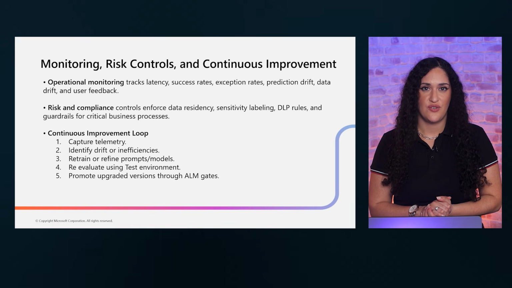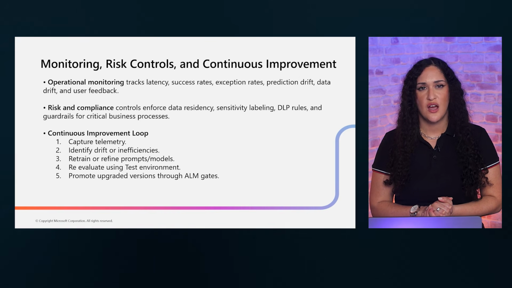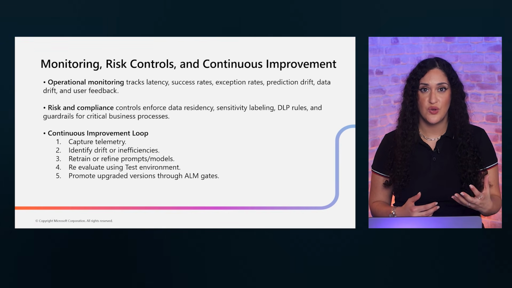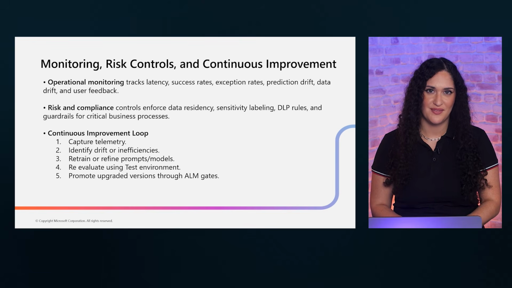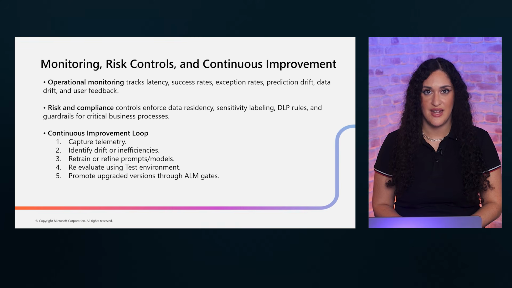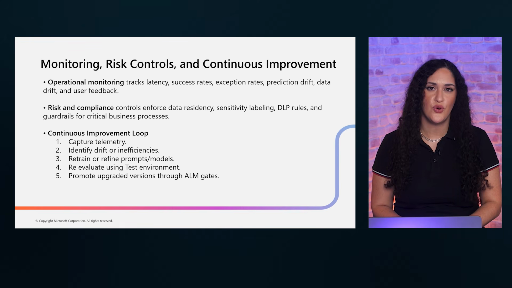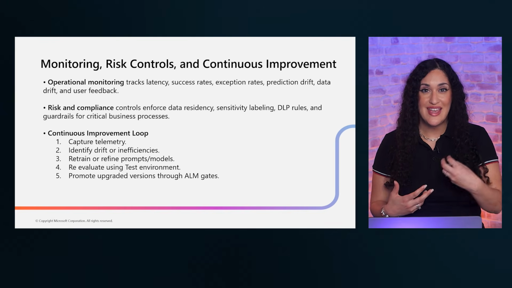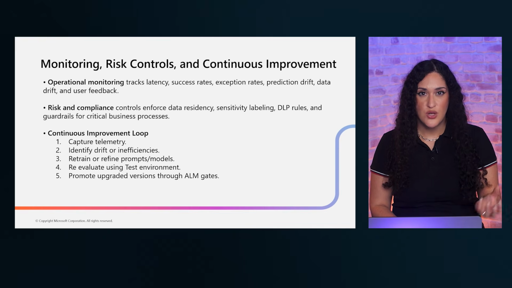Monitoring in Dynamics 365 Finance and Supply Chain covers operational tracking of latency, success rates, exception rates, prediction drift, data drift, and user feedback. Risk and compliance controls enforce data residency, sensitivity labeling, DLP rules, and guardrails for critical business processes. The continuous improvement loop captures telemetry, identifies drift or inefficiencies, retrains or refines prompts and models, and reevaluates in the test environment, and then promotes upgraded versions through ALM gates.